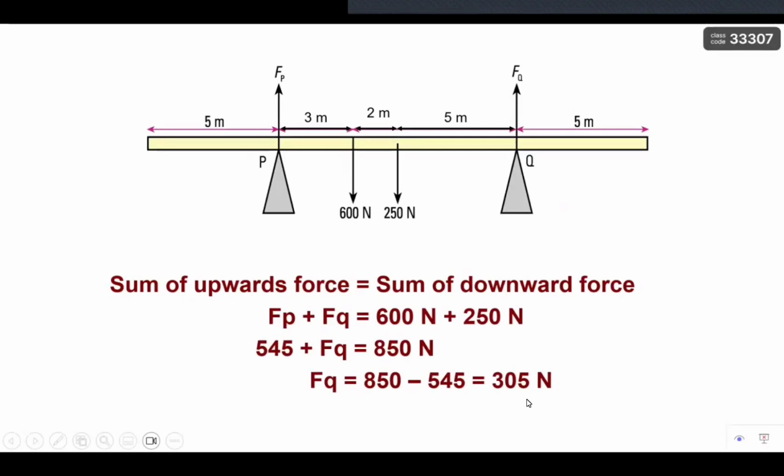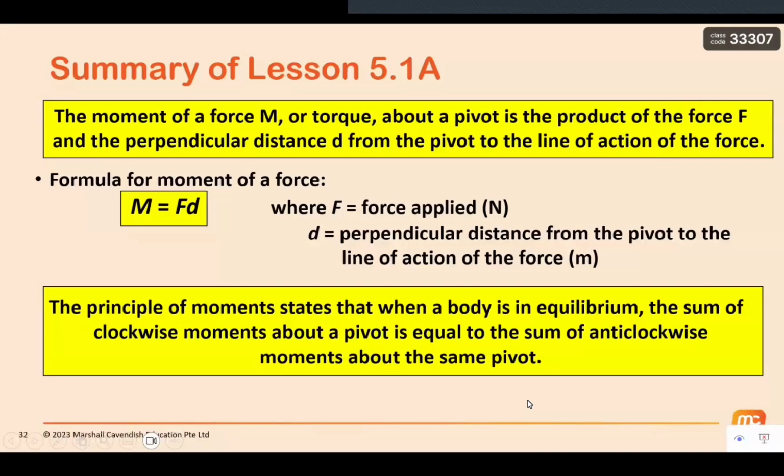Okay, so a summary of what we have covered so far in part 1 and part 2 of the video. We have covered that the moment of a force, also known as a torque, about a pivot is the product of the force and the perpendicular distance d from the pivot to the line of action of the force. The formula is moments equals force times the perpendicular distance between the line of action of the force and the pivot. We also learned that in order for an object to be in equilibrium or balance, the sum of the clockwise moments about a pivot equals the sum of the anti-clockwise moments about the same pivot. Okay, so this is what we have covered so far.